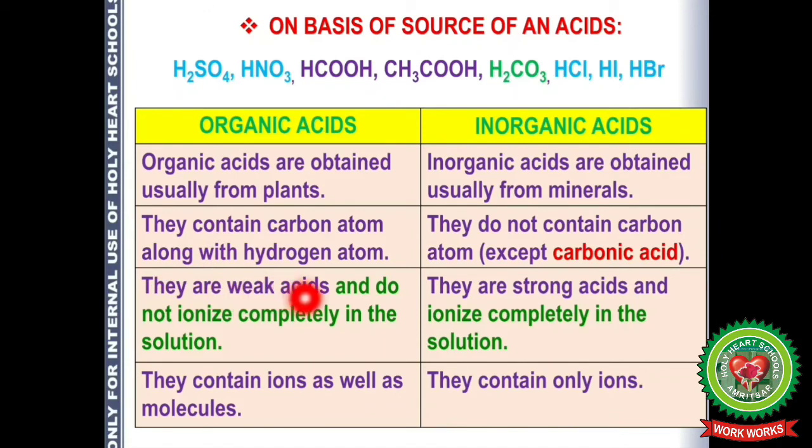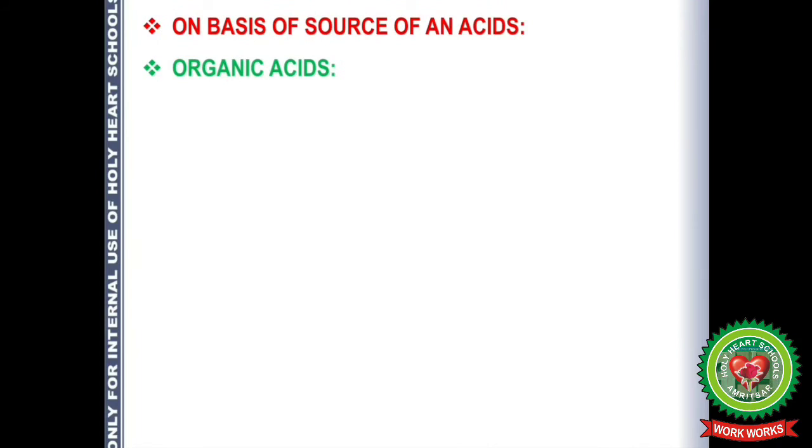Let's move further. Organic acids are weak acids. Why are they weak? Because they do not ionize completely in the solution. They do not form ions completely. They will be in their molecular form as well. So they contain ions as well as molecules. Inorganic acids are strong acids and ionize completely in the solution. And if they are ionizing completely, they are forming ions completely. So their solution will contain only ions.